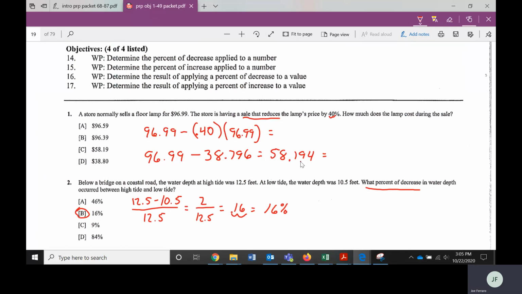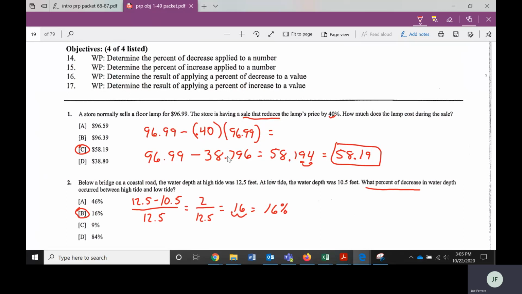Okay. Now we have to round money. Money goes 2 decimals past. We're going to round to here, meaning we have to look at the number next to it. Okay. If this number is 0 to 4, this stays. If this number is 5 to 9, this bumps up a penny. Okay. So in this case, it's going to stay just like that. And there's the sale price.